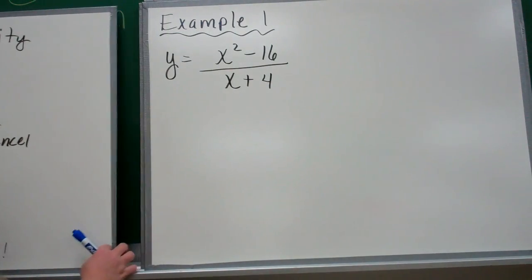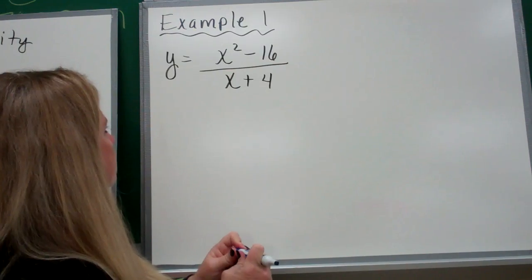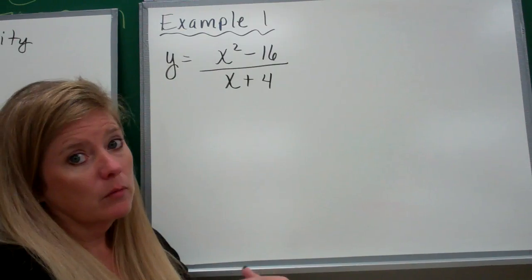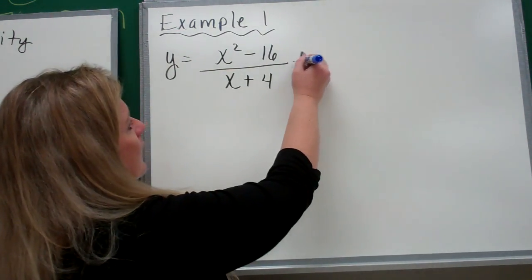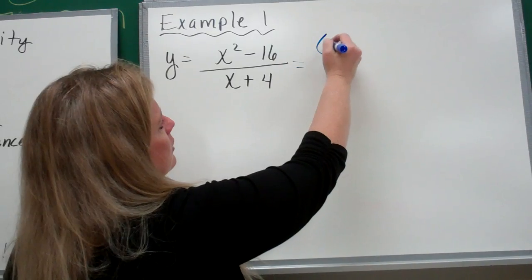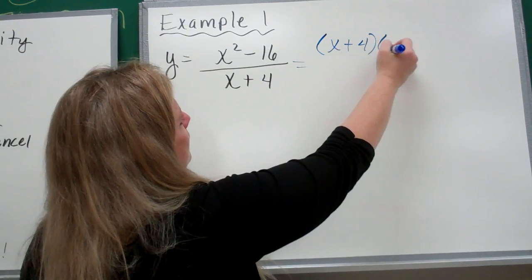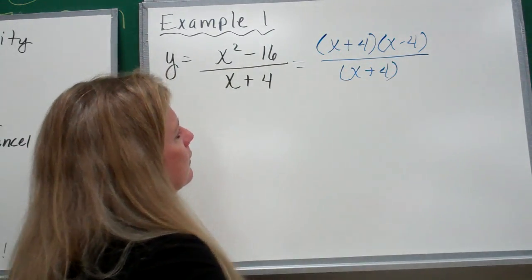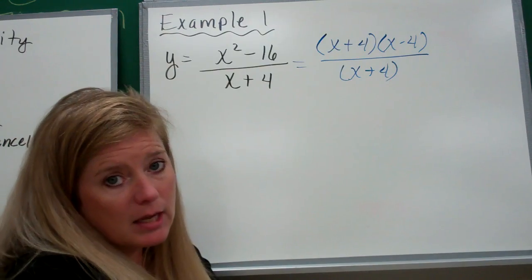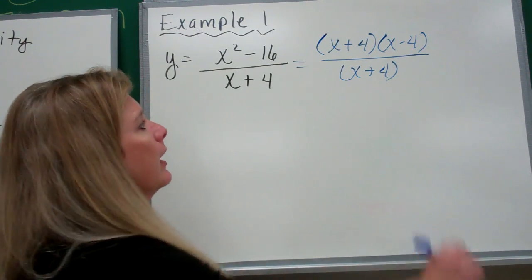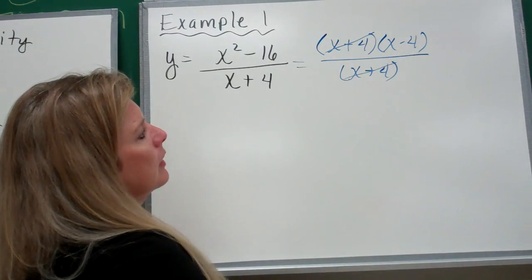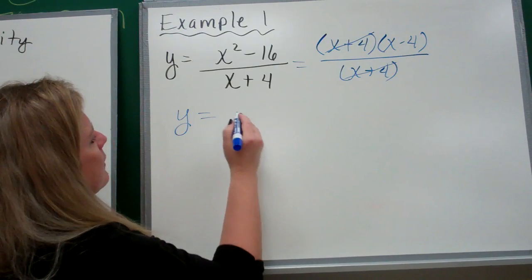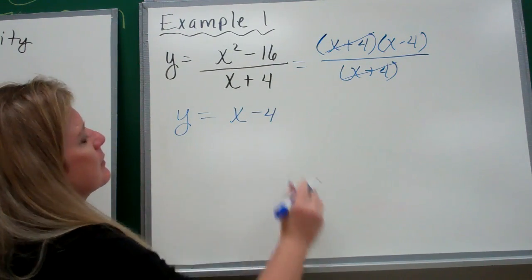Alright, let's look at an example. We've got y equals x squared minus 16 over x plus 4. We need to get into the habit of factoring everything that can factor. This is the difference of two perfect squares. It's going to factor to x plus 4, x minus 4, over x plus 4. Anytime we have a numerator and a denominator with a common factor, they can cancel. So the graph of this function is going to look like the line y equals x minus 4.